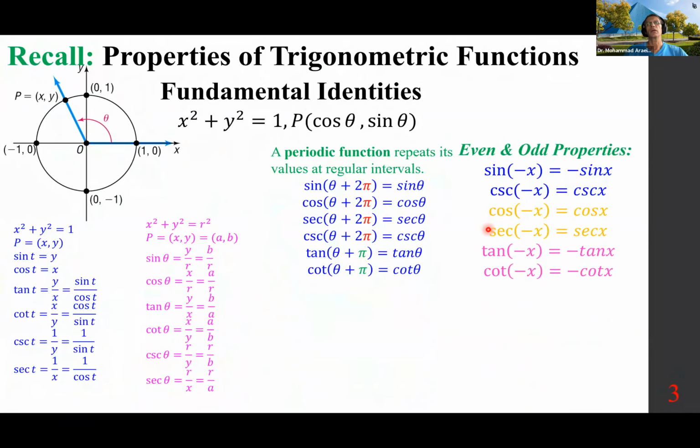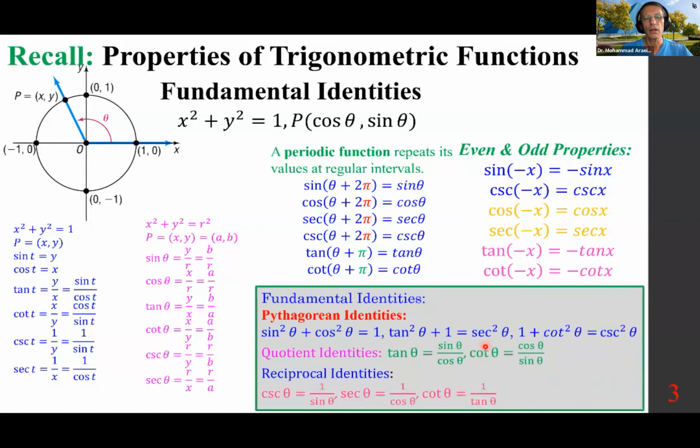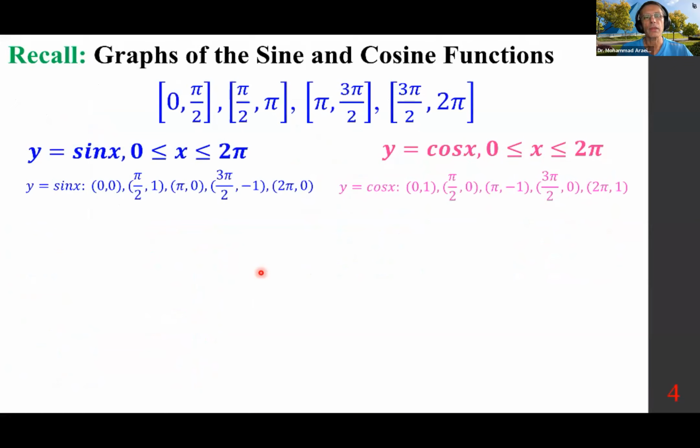Remember, an even function means if you change the x to minus x, you get the same function. Odd means cosine of, for example, minus x is cosine of x. This is even, but sine of minus x is minus sine x. That's an odd function. Cosine is even. Fundamental identities, Pythagorean identities, quotient identities, reciprocal identities, we've seen it.